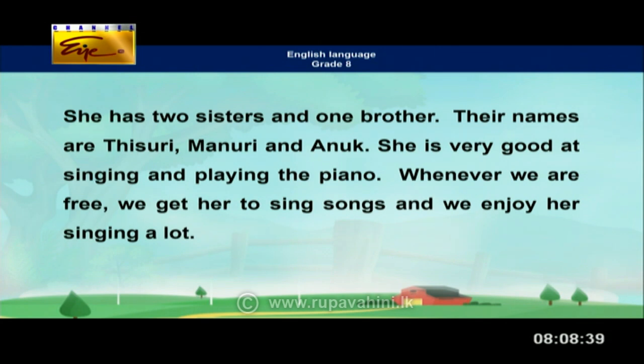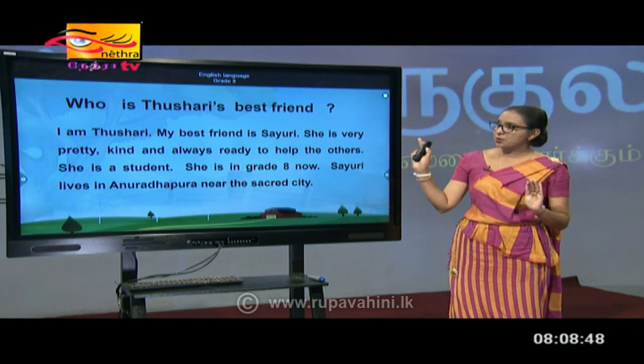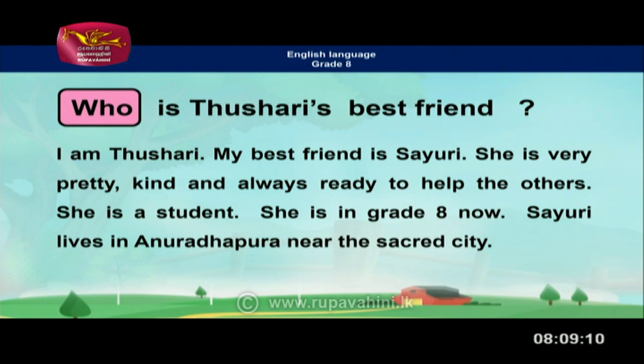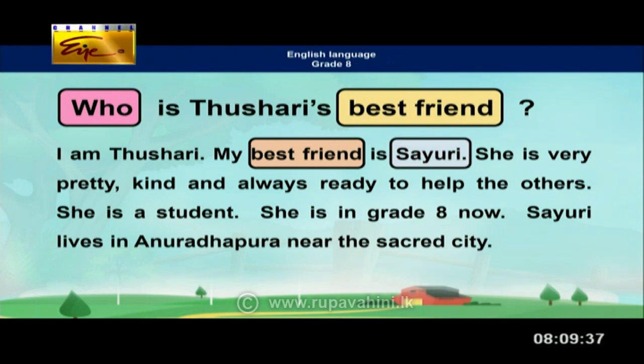Right. So, we have read the passage and let's see how we can find the answers for the questions. The first question, who is Tushari's best friend? In the question, we have to find what the question word is and what the main word or phrase is to find the answer. What is the question word there? Who? Yes. And the main words, what do you think, Miss Niranji? Best friend? Yes, best friend. In the passage, where do you find the words best friend? Now, you have the word Tushari, and after the words best friend we have another name. What is that? Sayuri? Yes. So, who is Tushari's best friend? It should be Sayuri.